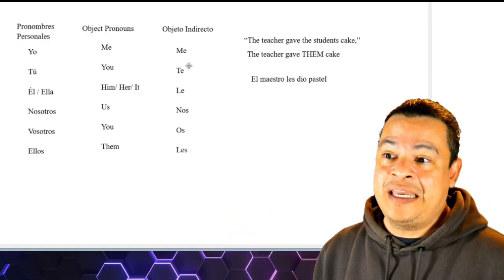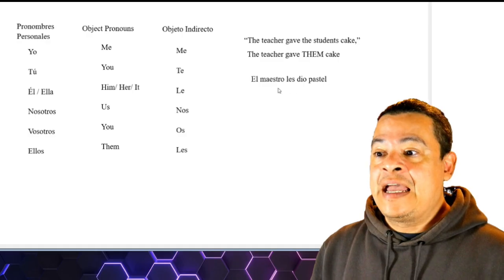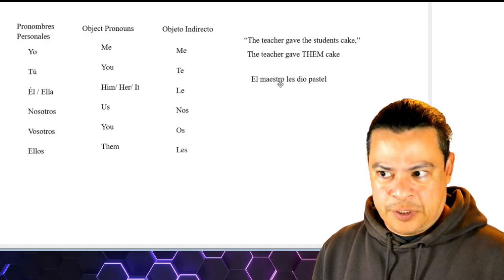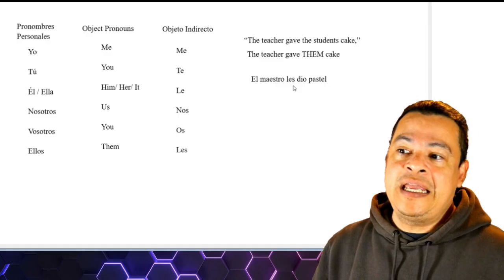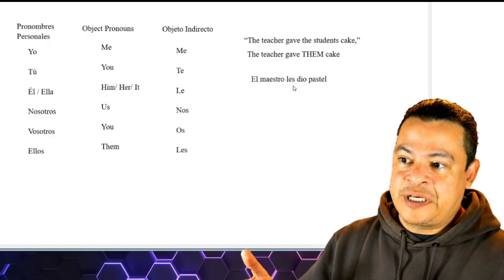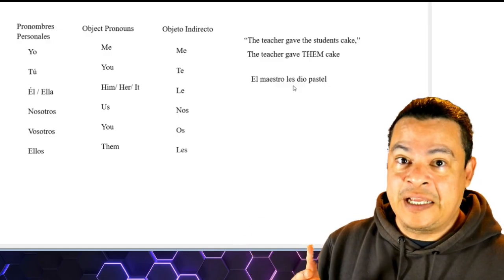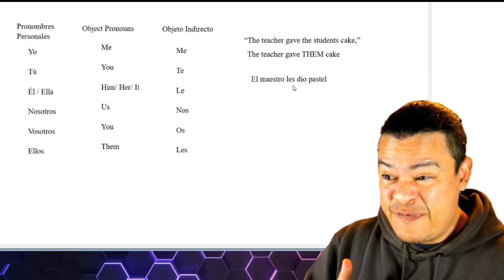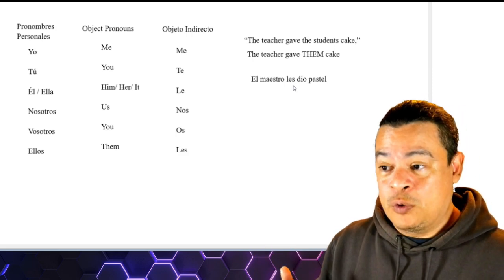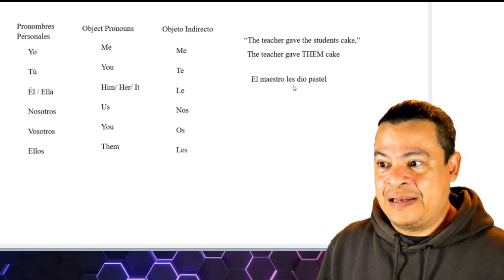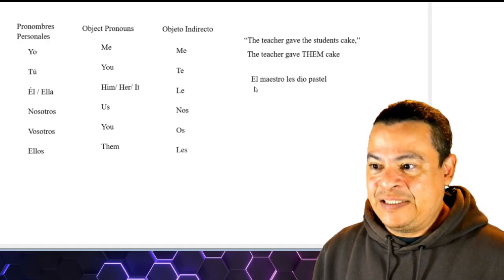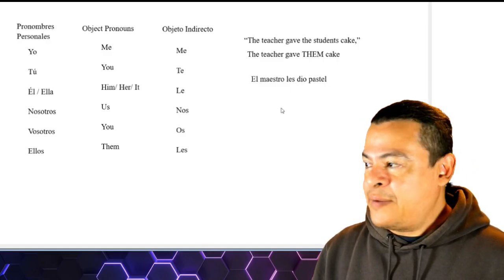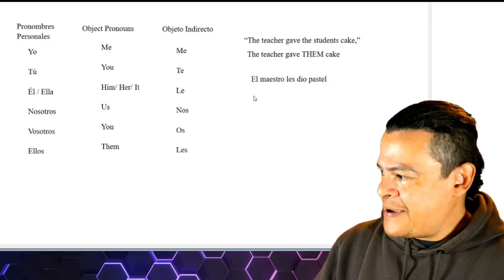So it's the same thing in Spanish. El maestro, the subject. Dio is the action, but we need the indirect object before the verb, not like in English, after the verb, before the verb. Les dio pastel is them, gave them. Les dio. Ok, otro ejemplo, y lo vamos a hacer aquí.